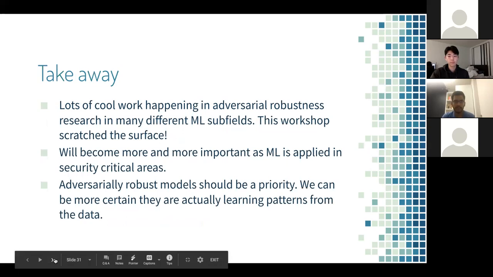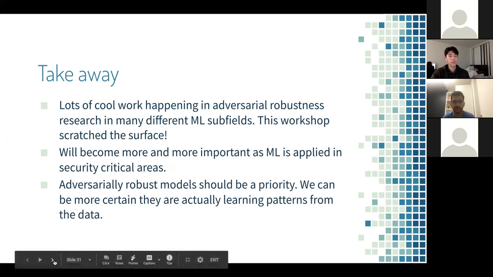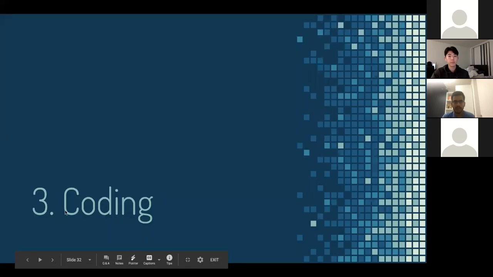And yeah, basically the takeaway is that there's a lot of cool work happening in adversarial robustness, and this is only going to become increasingly more important as you see ML deployed in pretty much every area. And adversarial robust models should be a priority so that we can be more certain that they're actually learning the important information from the data and they don't have any vulnerabilities. So yeah, that's pretty much all we had for this workshop.